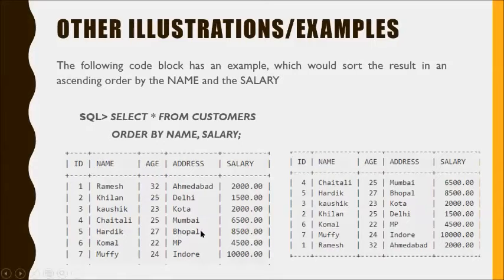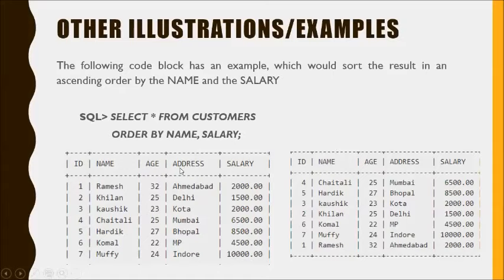So this is the initial table, which consists of 5 columns. So we have ID, name, age, address, and salary. This table consists of 7 records. So if we are going to apply this SQL statement, select asterisk from customers order by name and salary, our generated output would be on the right side of your screen.